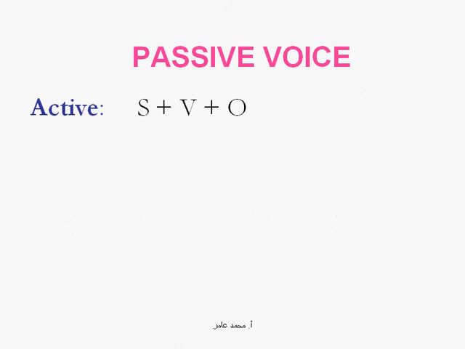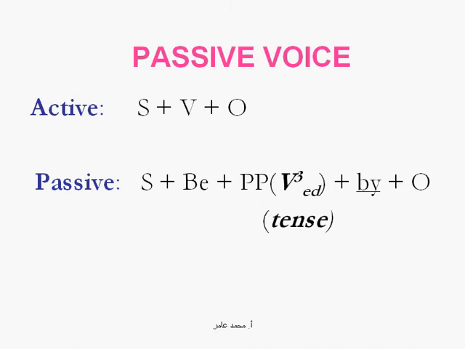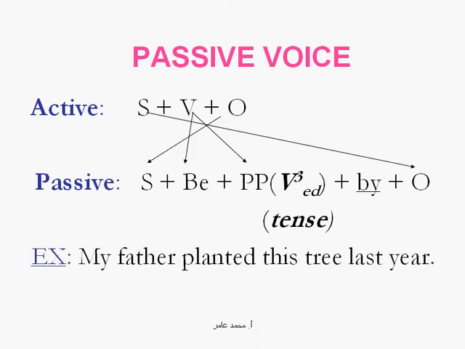Let's remember what we have talked about before. In the active sentence, we use subject plus verb plus object. But when we change the active into passive, we make some changes. What are the changes? First, we start with the object. The object of the active sentence becomes the subject of the passive sentence.